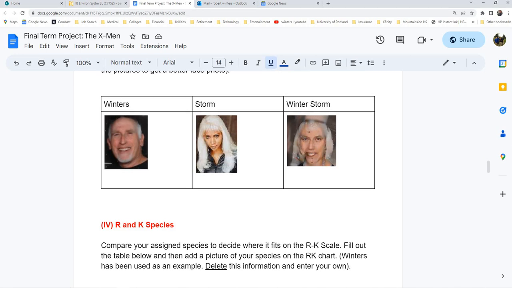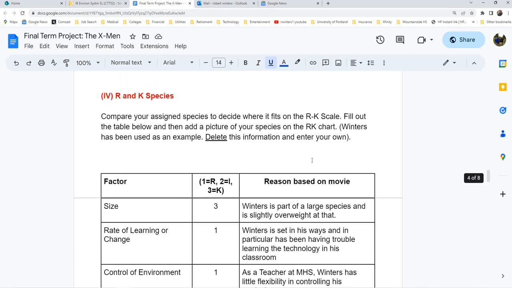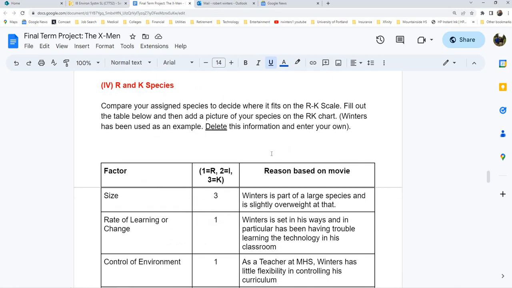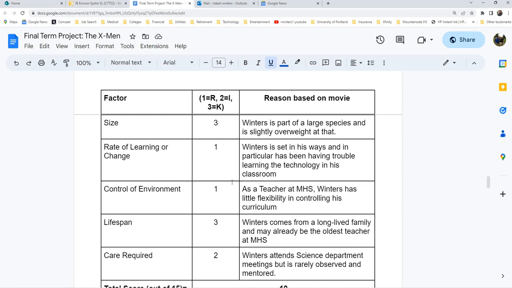Then we learned about R and K species. So I hope you remember what the difference is between an R and K species. An R species is one that has large litters and reproduces very quickly. K is exactly the opposite. So we would say insects are an R species. An elephant, for example, would be a K species. And what I want you to do is take that species that I have assigned you and go ahead and fill it out here, and use reasons from the movie.